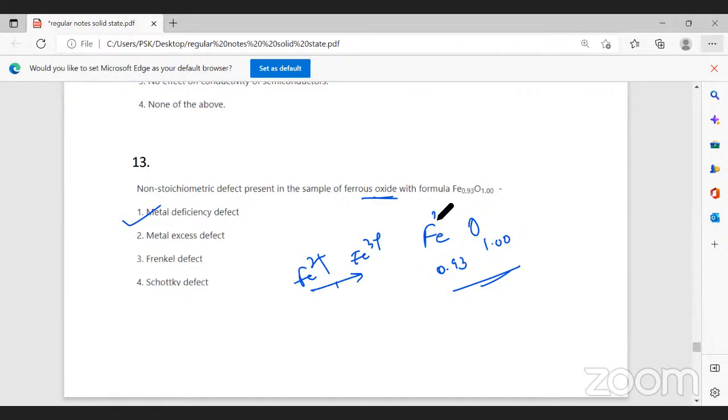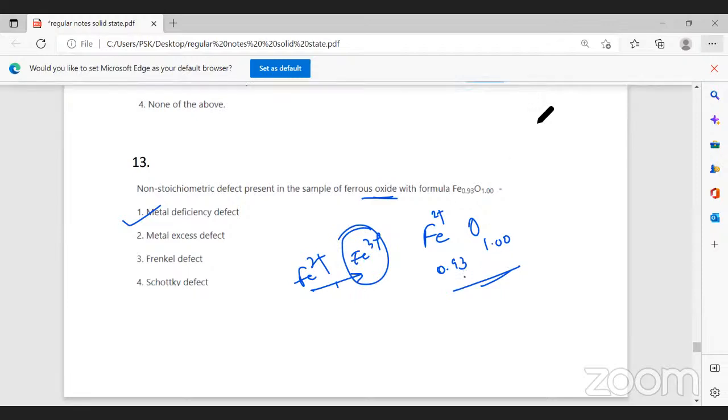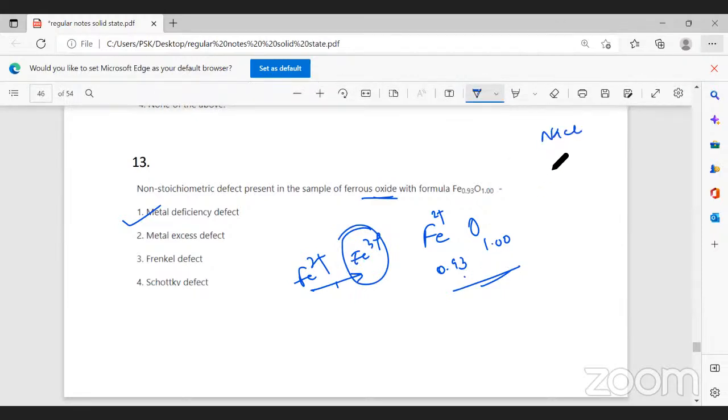So ferrous ions will be 0.3 and the impurity will be Fe3+. That is why the ratio is not 1:1. Now, if I take NaCl, Na is 1 and chlorine is 1. The ratio is 1:1. So if I take pure ferrous oxide, the ratio should be Fe2+ and O2-, so it should also be 1:1.